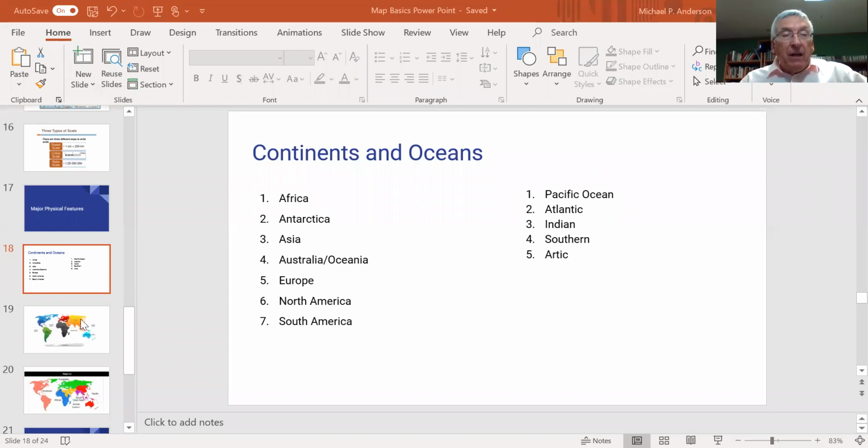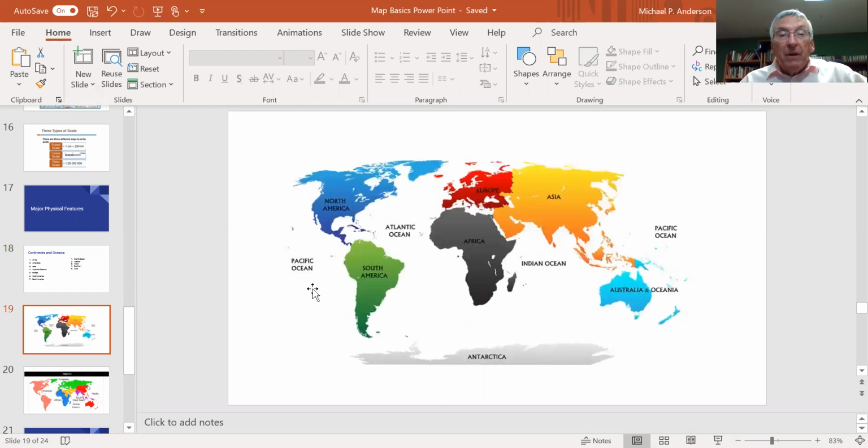Now, we've looked at the names. Let's look at where they are and see what you remember. Pacific, Atlantic, Indian. What's up here at the top? It's not on this map, but we know it's the Arctic Ocean. North America, South America, Africa, Europe, Asia, Australia and Oceania, and Antarctica down here. And then if you were interested in the Southern Ocean, it would be this down here.